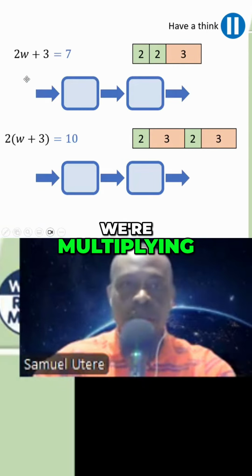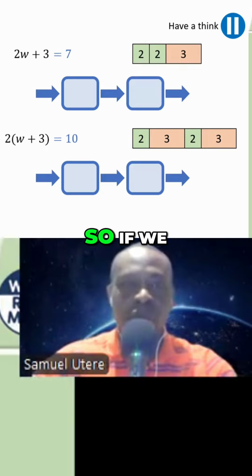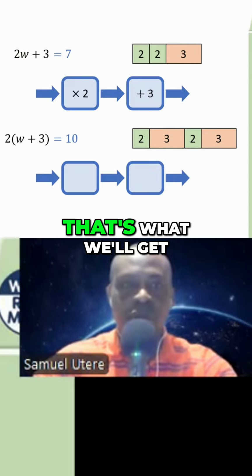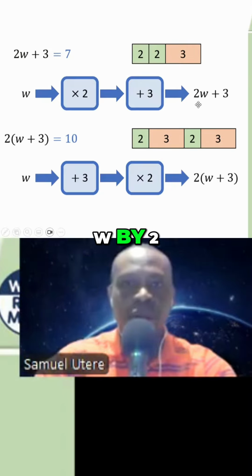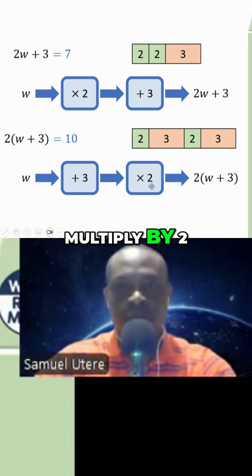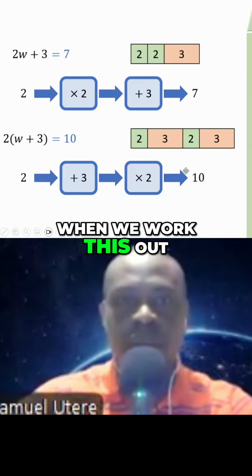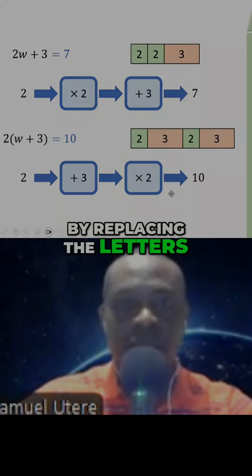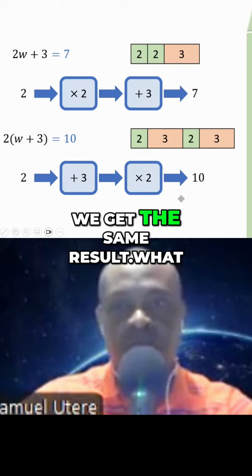We're multiplying by 2, whatever we put in. So if we put in w, that's what we'll get. So we'll multiply w by 2 before we add 3. Here, we put in w, we'll add 3 first before we multiply by 2. Really, when we work this out, by replacing the letters with the numbers, we get the same result.